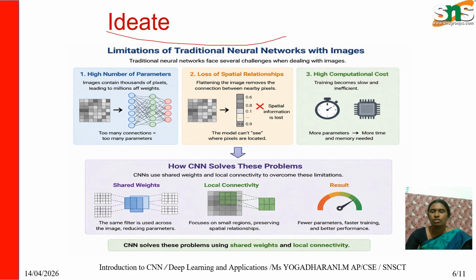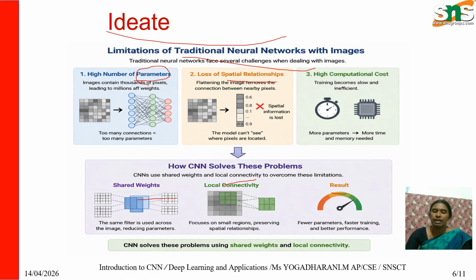So why not use a traditional neural network? Here, too many parameters are used, which leads to overfitting, and it cannot capture spatial relationships. So CNN overcomes all these limitations of traditional neural networks in image processing through three key concepts: parameter sharing, local connectivity, and feature extraction.